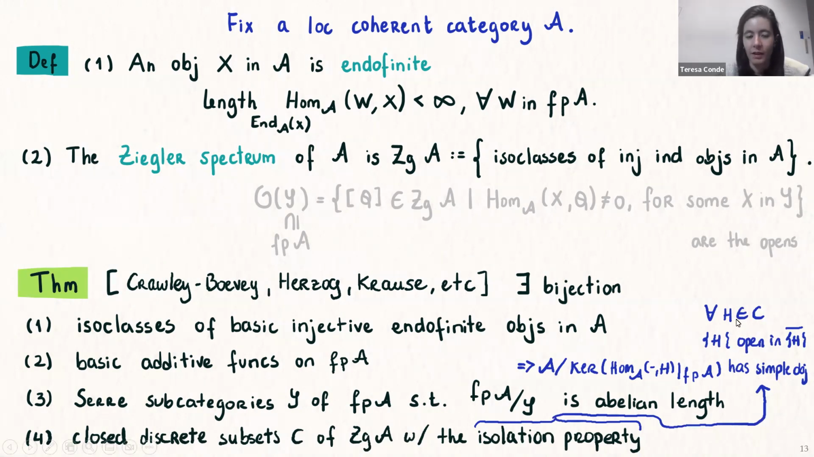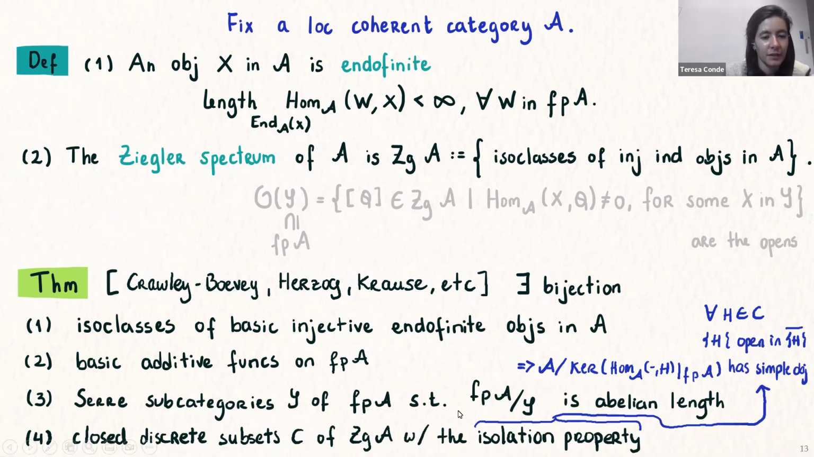object we pick in our closed set, well, this is an object in the category. If the singleton is open in its closure, then we want that this quotient over here, this Serre quotient, has some simple object. Okay, this is what the isolation property says.